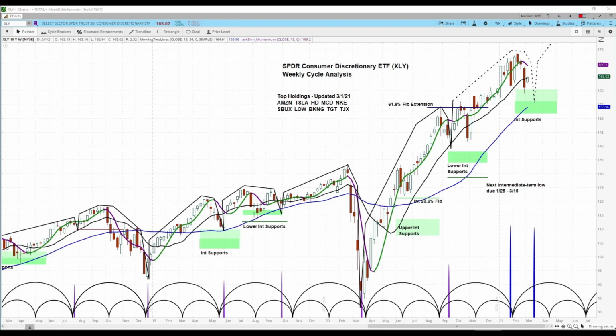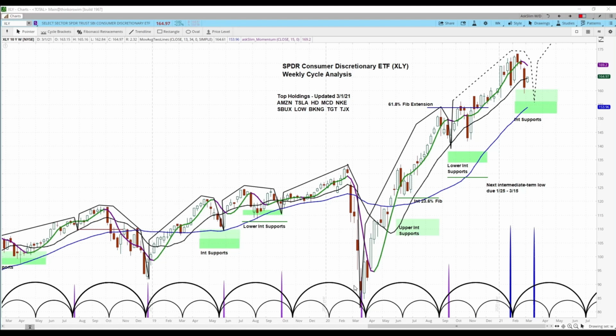On the weekly time frame, we have our cycle brackets at the bottom here, and cycles are a way for us to visualize the money flow patterns. For the XLY, we have two different cycle patterns that are really in play here: a dominant money flow pattern, which is then broken up into these minor money flow patterns. And these are very clear, and I just want to briefly illustrate that for you.